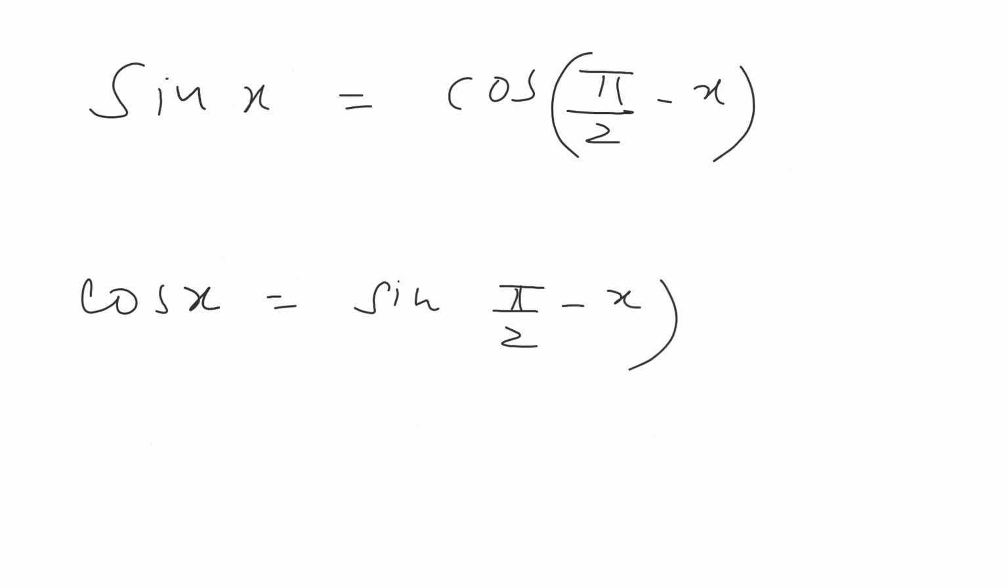sin pi by 2 minus x. Sin x is equal to cos pi by 2 minus x, and cos x is equal to sin pi by 2 minus x. So this formula will become very handy when we solve certain problems. So let's take the next problem.